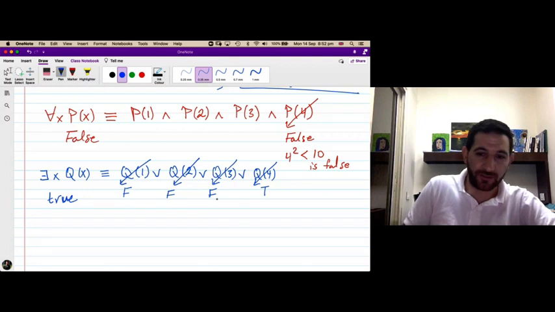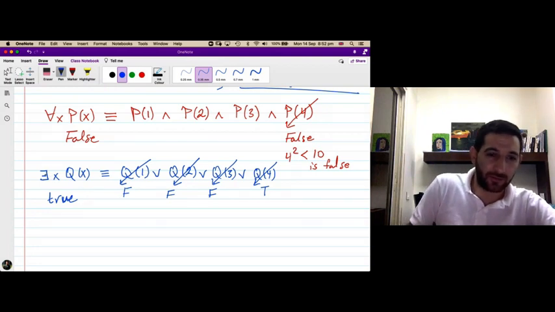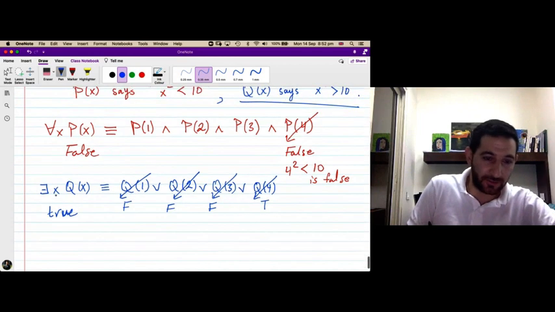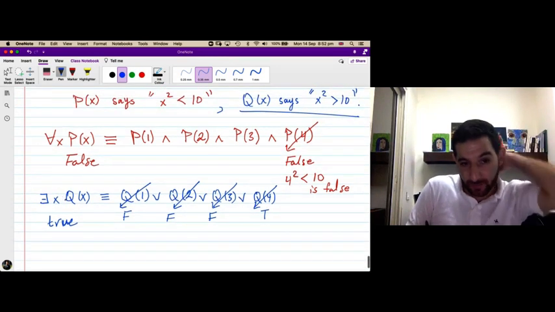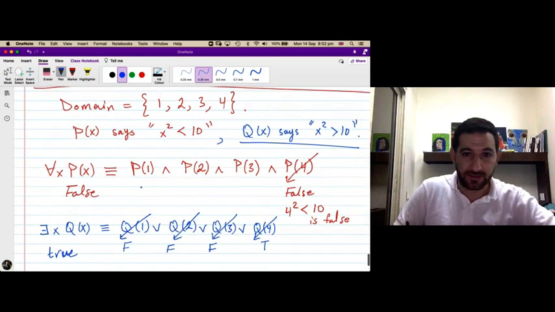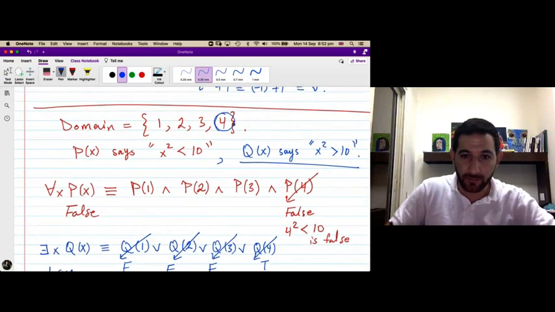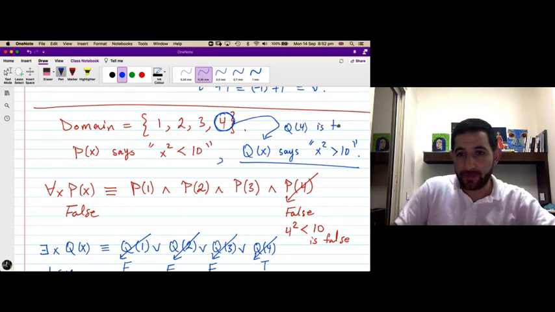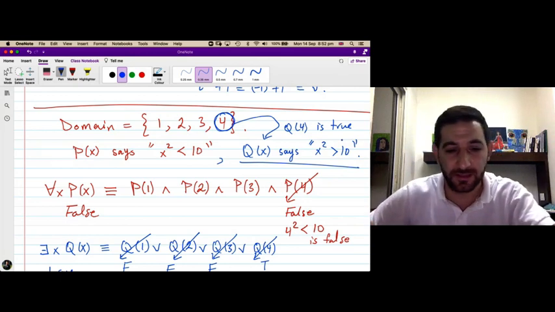This is one way to see it. Another way to see why there exists x, Q of x is true: it is true when there is at least one element in the domain with property Q, and yes, this element is 4. 4 has property Q. Q of 4 is true because 4 squared is bigger than 10, since 16 is bigger than 10.